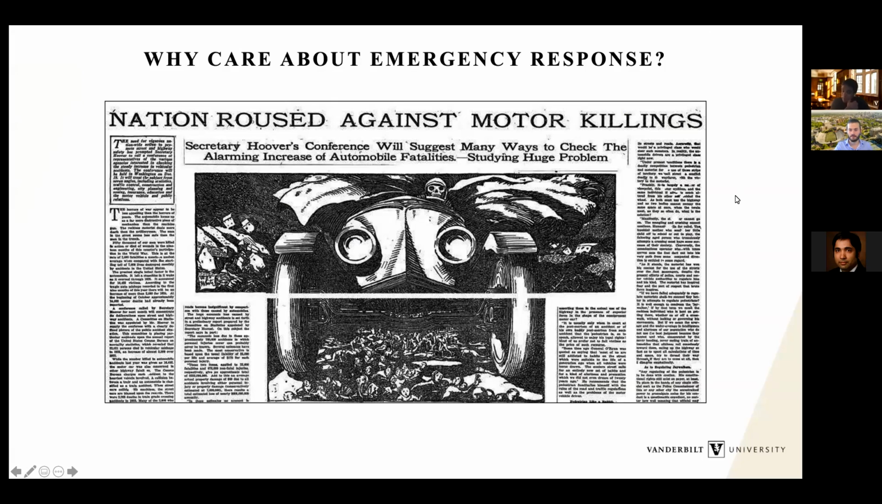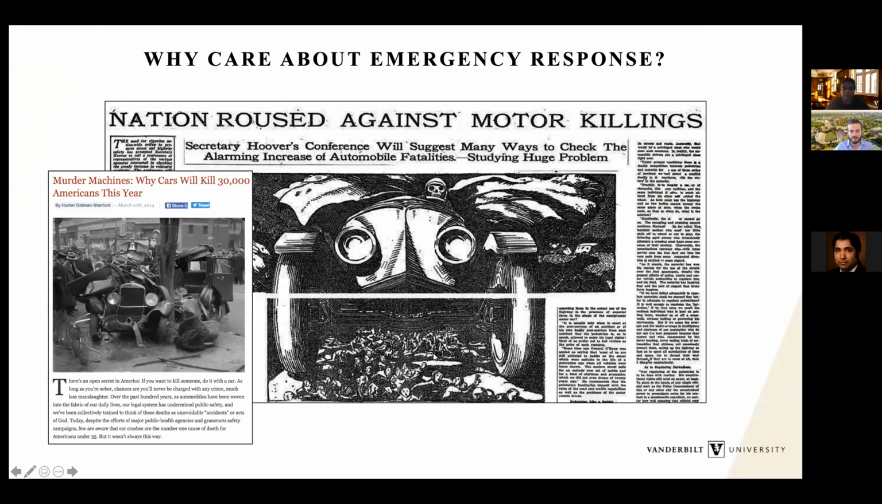So this is a very old newspaper clipping. It goes back to the early 1930s, and it says that the large population in the United States was very worried about the total number of people who were dying of motor vehicle accidents. So it's been almost 100 years now, and you would imagine that this has largely been dealt with, but it turns out that it's not the case.